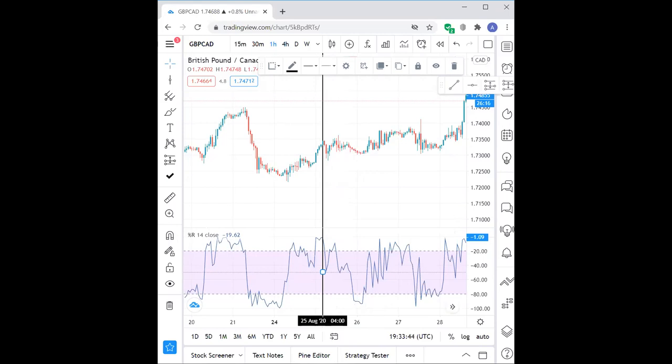So if you've understood the Williams percent R, give me 4 in the chat. It's similar to the stochastic.